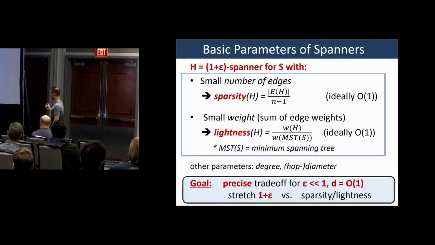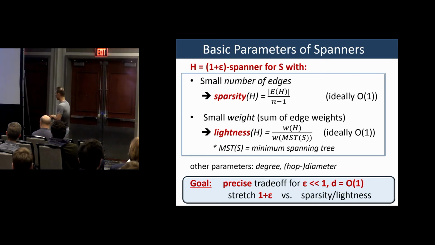And we are trying to understand the precise trade-off between stretch, 1 plus epsilon, and the sparsity, or stretch 1 plus epsilon and the lightness. And the regime that we care about is very small epsilon, subconstant, some parameter, and constant dimensions.